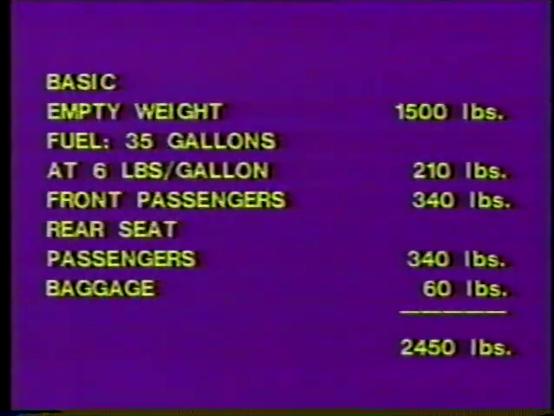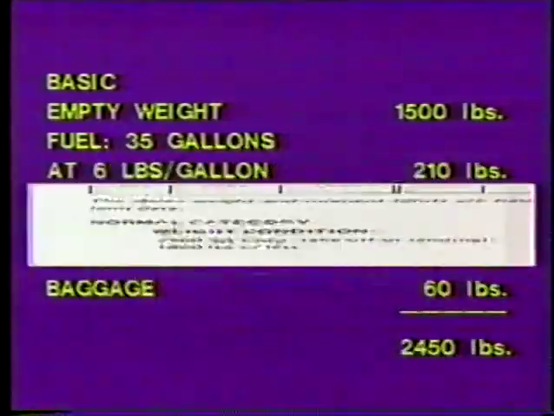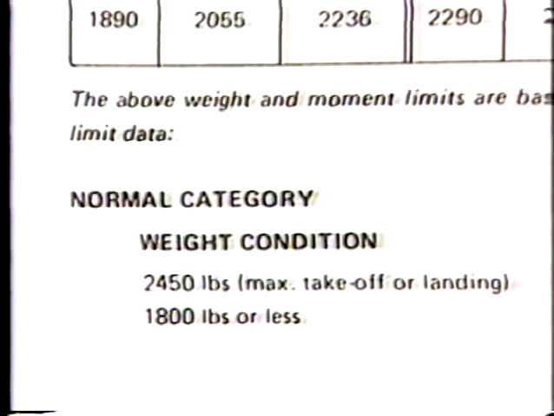With the list completed, add all the item weights together. This gives you the total gross weight. The total takeoff weight is 2,450 pounds. As you can see, the total load does not exceed the manufacturer's maximum limit of 2,450 pounds. So far, we've only answered one of the two questions. Is the center of gravity location also within the allowable limits?